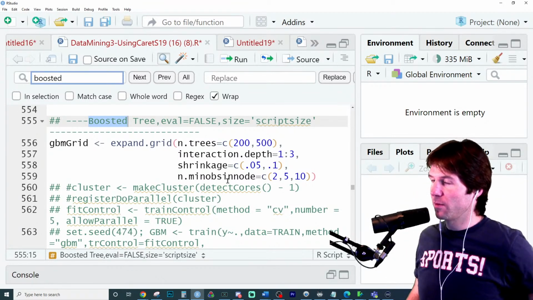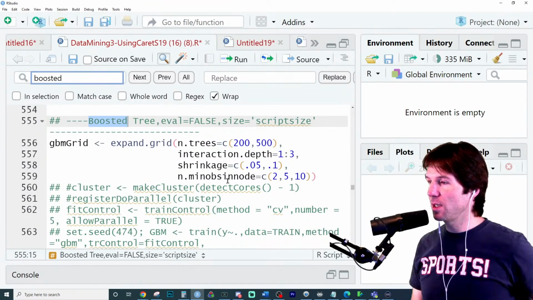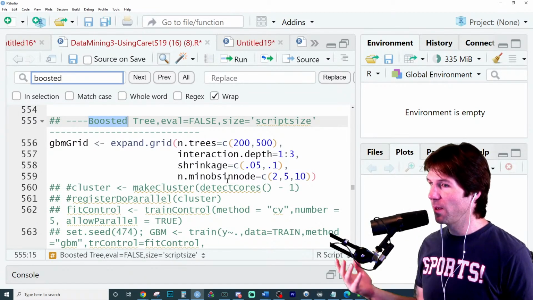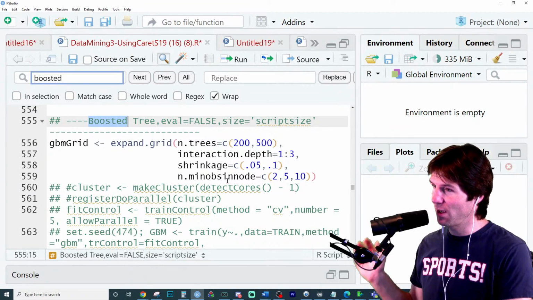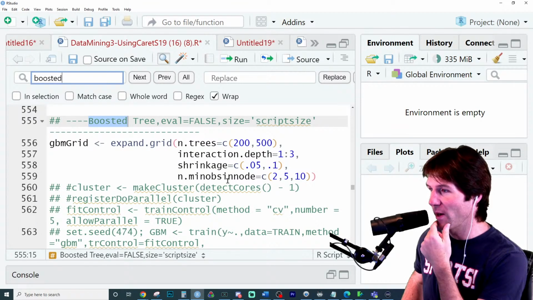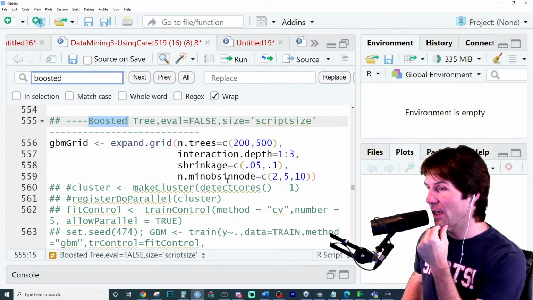There's the number of trees we're using. There's the interaction depth, which is how many times the trees are being built down. There's the shrinkage, which is the learning rate, and the number of min observations in a node, for how small a tree can be and still have material in it. A little bit on this stuff today.